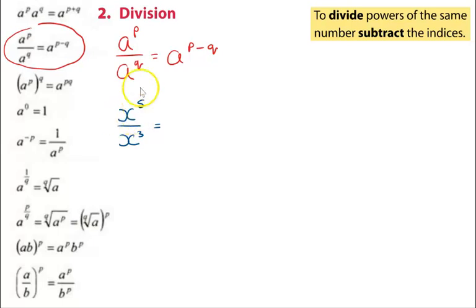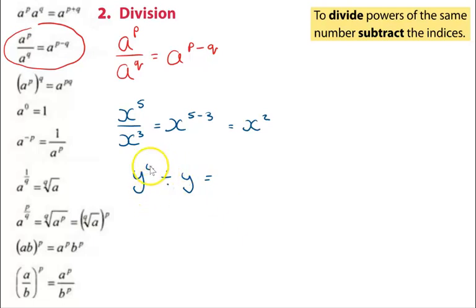So if we have x to the power of 5 divided by x to the power of 3, dividing powers with the same base, we subtract the powers. So you get x to the power of 5 minus 3, which is x squared. So dividing powers with the same base, we subtract the powers.